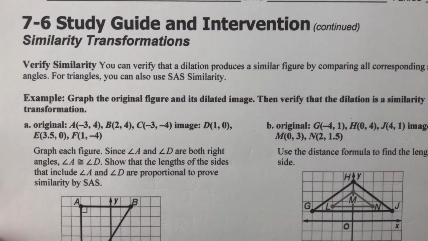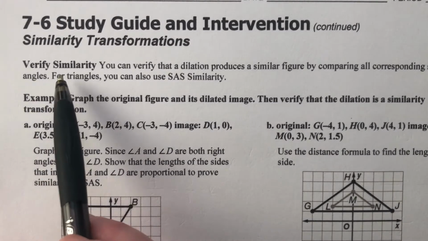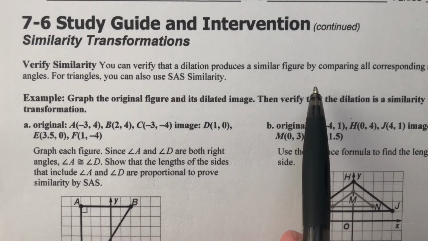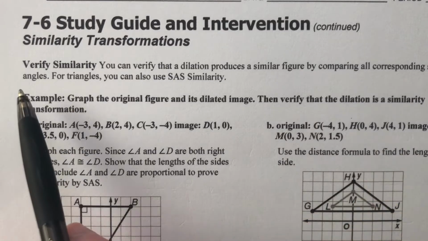This is part 2 of lesson 7.6. We're talking about similarity transformations, specifically dilations, when we're enlarging or reducing a shape. So, verify similarity. You can verify that a dilation produces a similar figure by comparing all corresponding sides and angles.